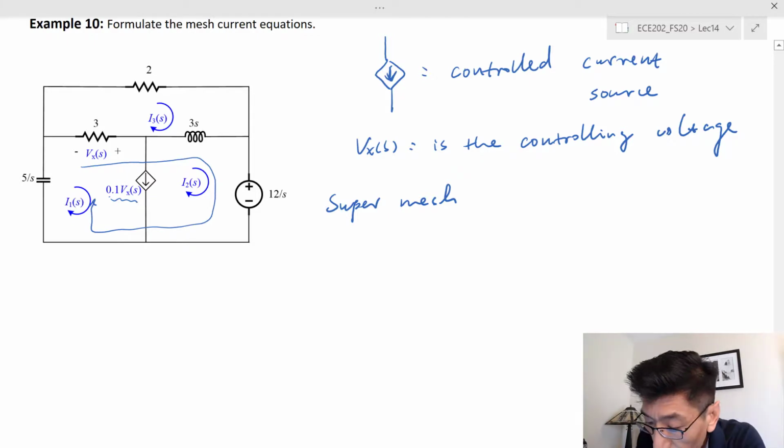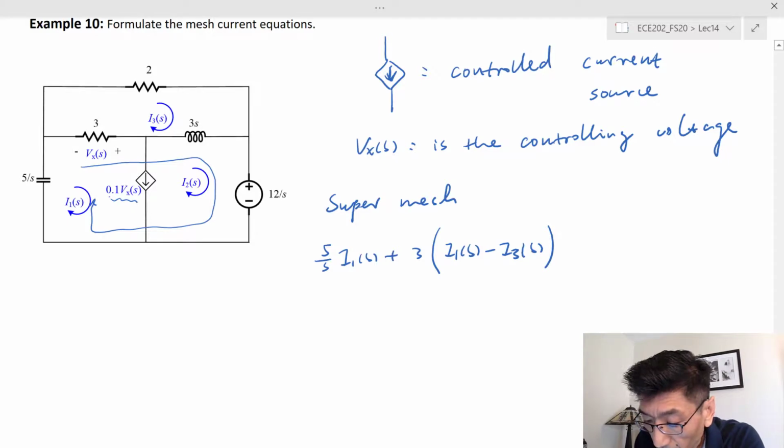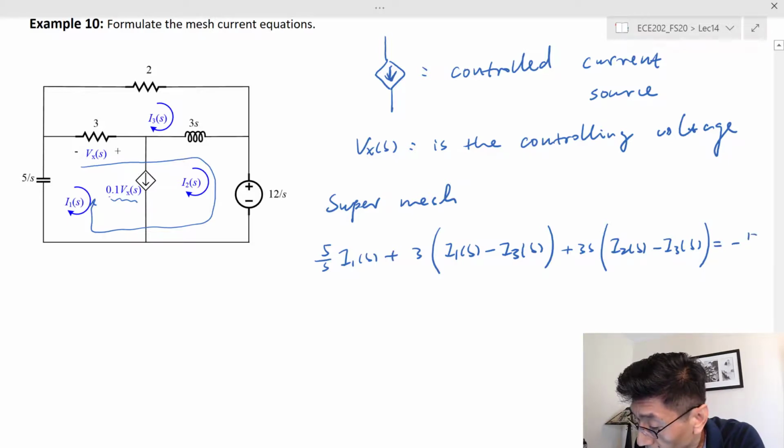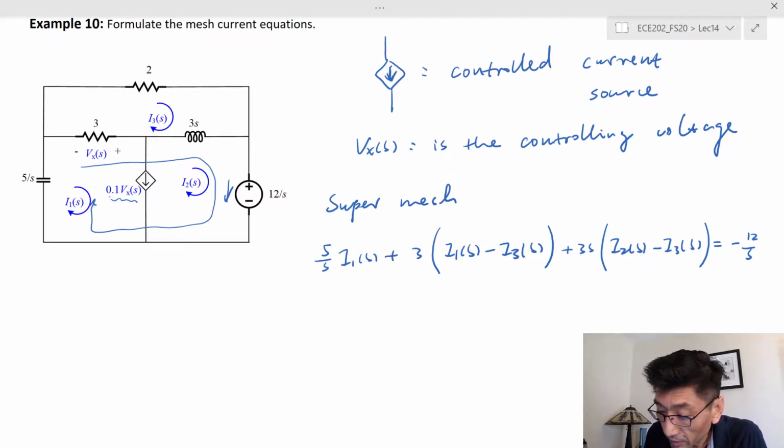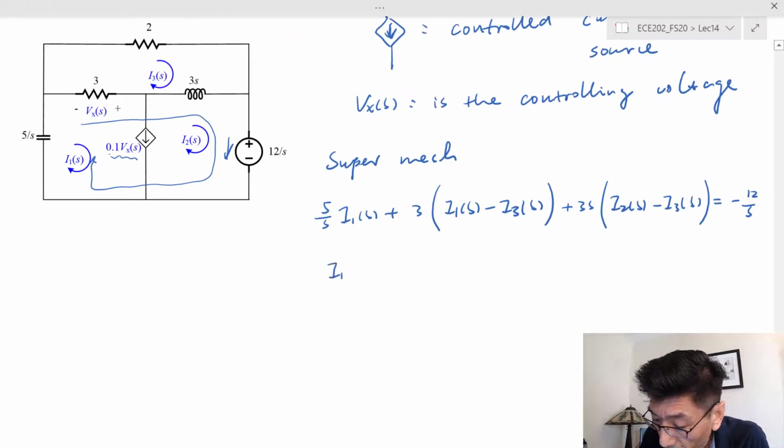And for the super mesh, we write the voltages. The voltage drop across each, we still have 5 over S times I1 plus 3 times (I1 minus I3). And for the 3S, that's 3S times (I2 minus I3), and that's equal to the voltage rise, which is negative 12 over S, right? Because this voltage drops here if we follow the reference direction we chose for the super mesh. And I1 and I2 are related to each other by I1s minus I2s is equal to 0.01 Vxs, V sub xs, right?